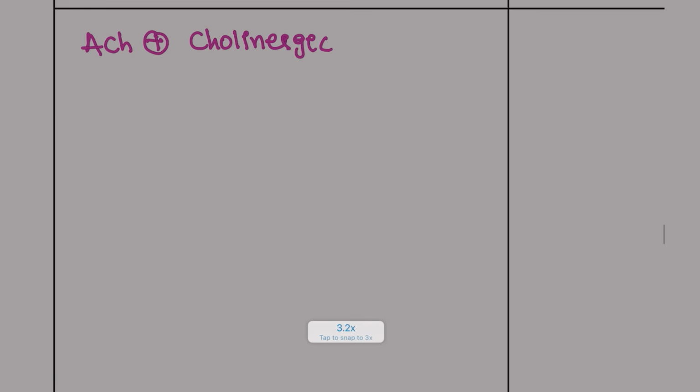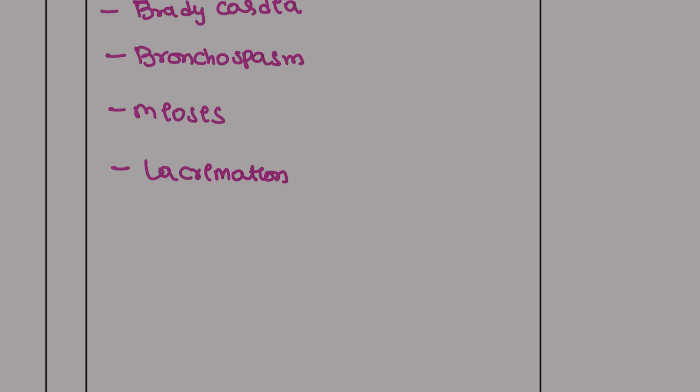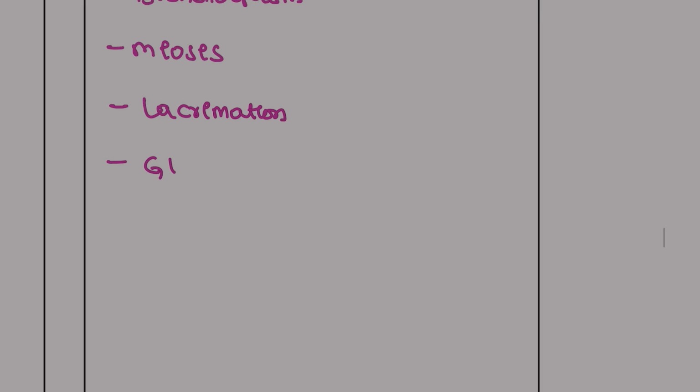So that means cholinergic activity is seen in this patient. If I want to increase the cholinergic activity, what functions will the patient have? The patient will have bradycardia in the heart function, and bronchial function will be decreased, so bronchospasm will be seen. In the eyes, it will present as miosis and lacrimation, so more and more fluids will be coming. In the GI tract, GI motility will be increased multiple times.